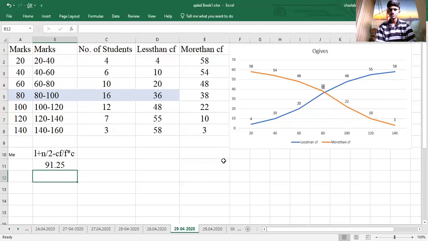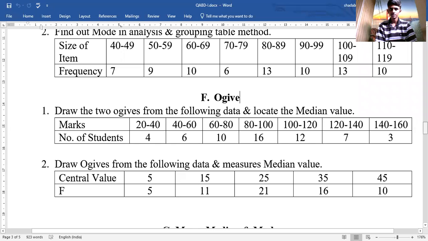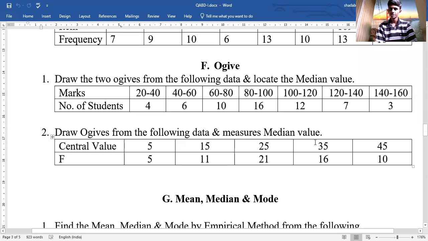Hope you understand this session, and I also have one extra question for you. Work it out at home. Draw a graph from the following data and measure median value. Central value they have given, that is midpoint, and frequency they have given. You have to convert this to class interval, then find more than and less than cumulative frequency, then draw the graph, and by using that you will arrive at the median value.